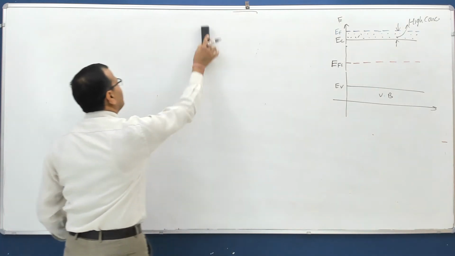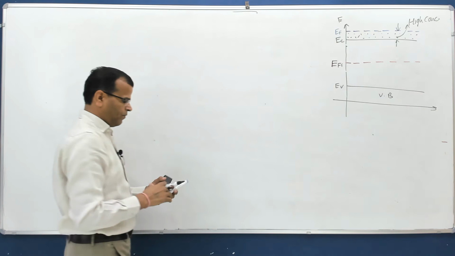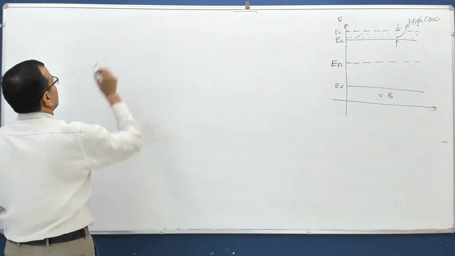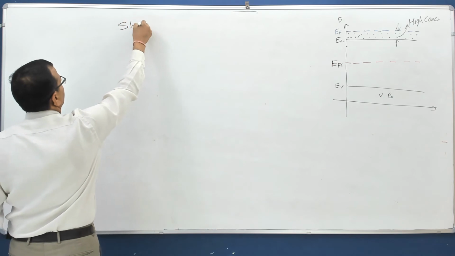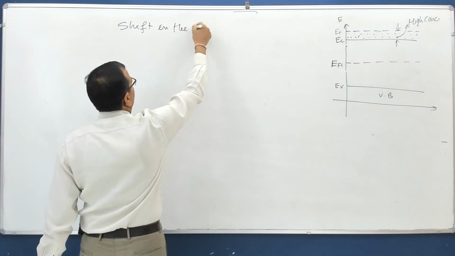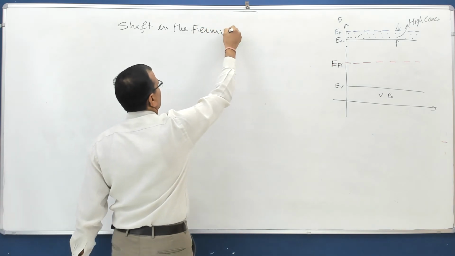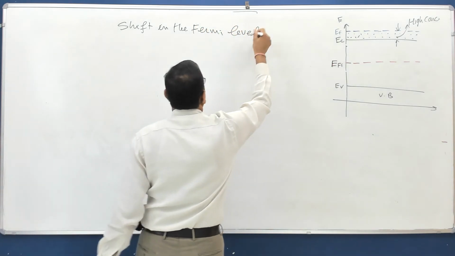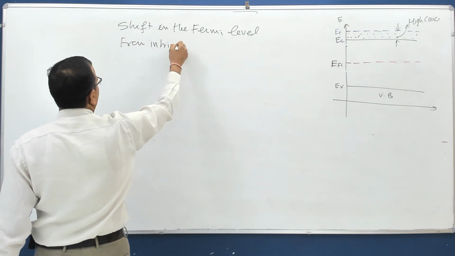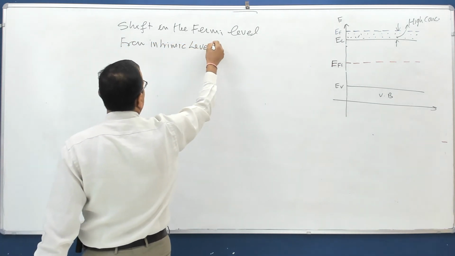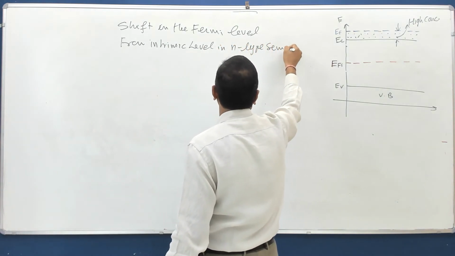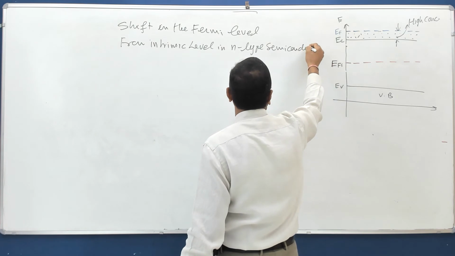Shift in the Fermi level. I repeat, shift in the Fermi level from what? From the intrinsic level in N-type semiconductors. Let us see how it is shifted.